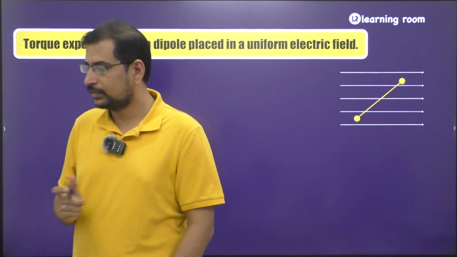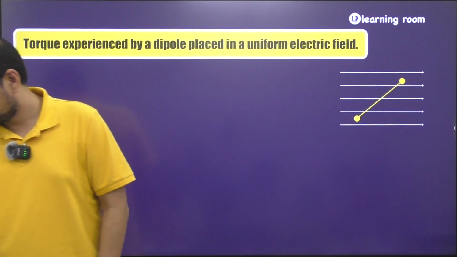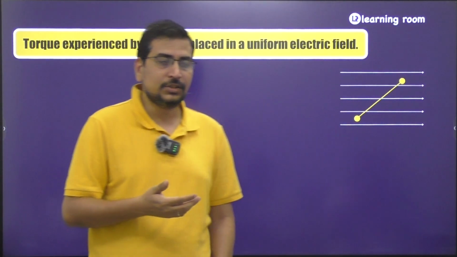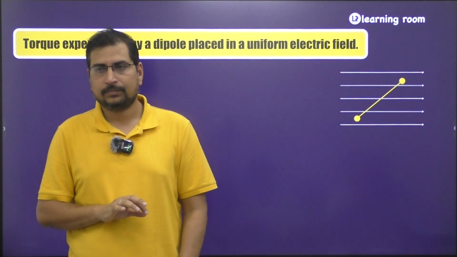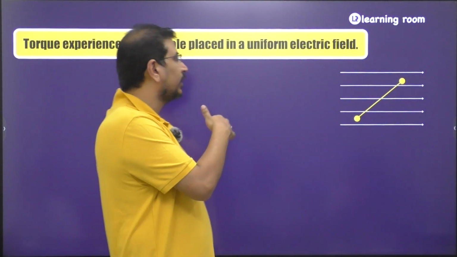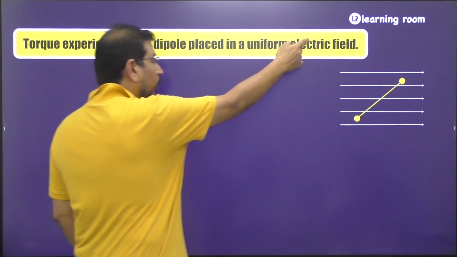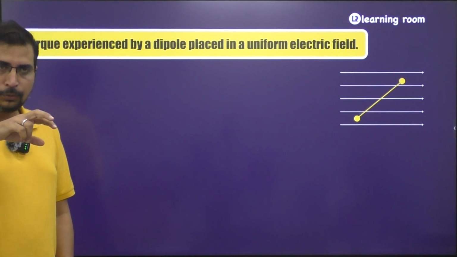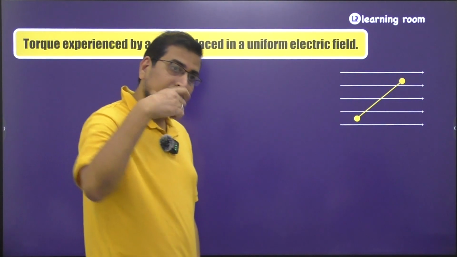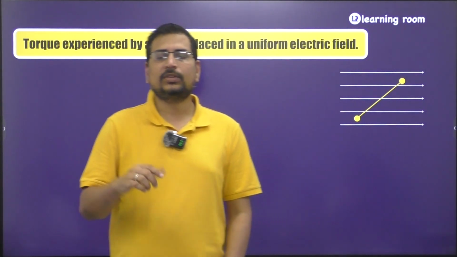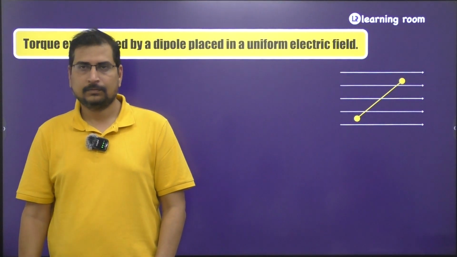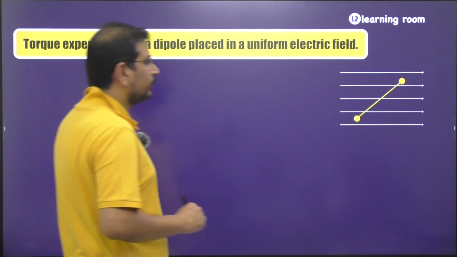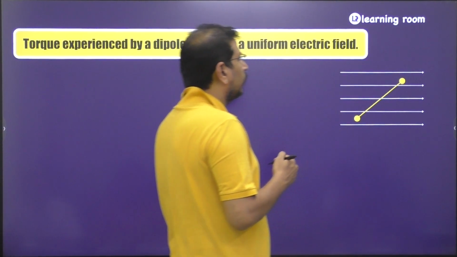when it is placed in an external electric field. Meaning, in the previous cases, we saw a dipole and how the electric field is generated due to the dipole. Now, here, if you read the topic, you have a uniform electric field already present. In that uniform electric field, if you place an electric dipole, then how is it going to respond? Am I clear?